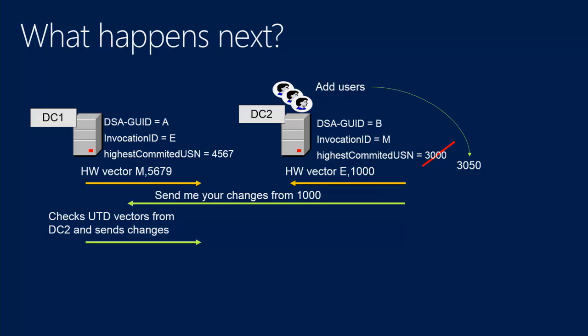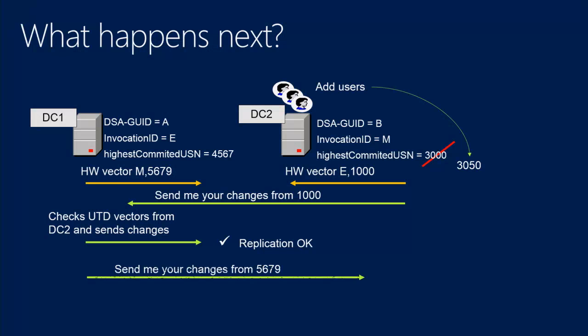All right? This guy says, send me your changes from 5, 6, 7, 9. And he looks, he said, well, I haven't got any, because I'm only at 3,050, so there aren't any. And that created a real problem. And what would happen is, the guy on the right, if you add more and more things to him, more and more changes to his attributes, suddenly he'll start replicating again as soon as he goes over 5, 6, 7, 9 as a USN value.